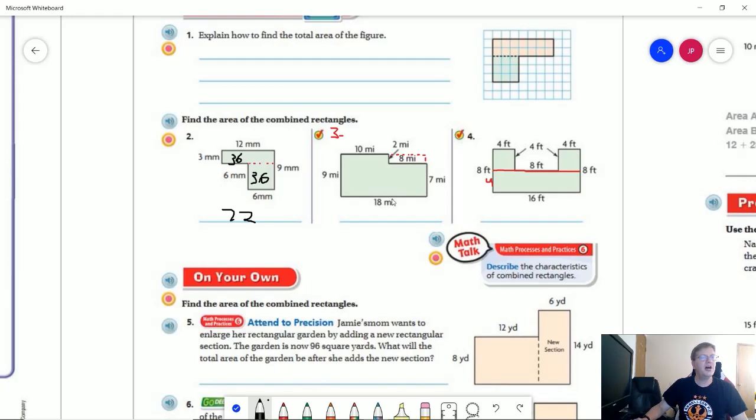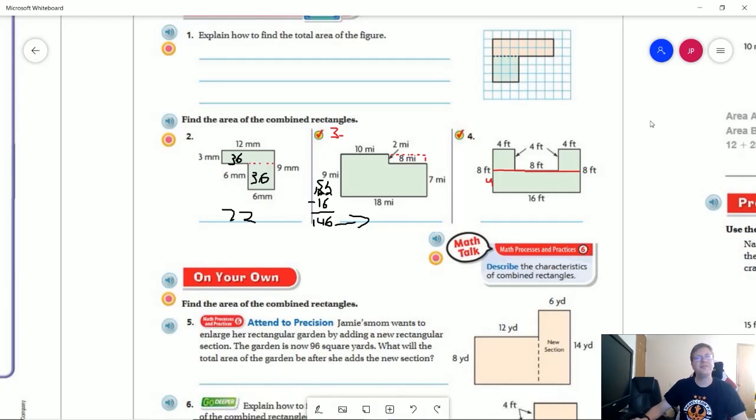For this one, what we are going to end up with is 18 times 9. That is going to give us 90 plus 72. And so 90 plus 72 is going to give us 162, minus our 16 for this part. And so we would change this to a 5, and we should have 146 as the area for that. And it looks like it's saying it would be miles. So MI is usually the abbreviation for miles.